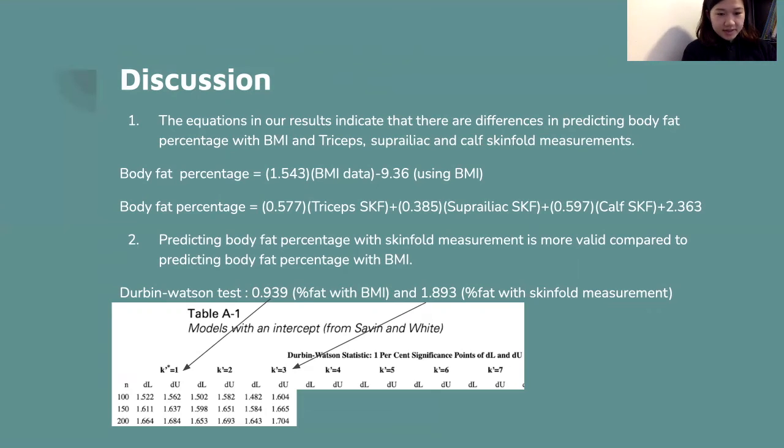From the table, we can see that if the Durbin-Watson value is smaller than DL, that indicates the data is not independent, which affects the validity. But if DW is larger than DU, that indicates that the data is independent. Therefore, predicting body fat percentage with skin fold measurements is more valid.